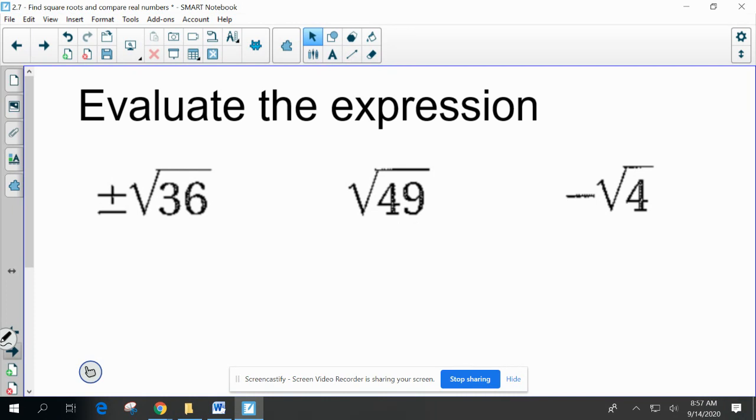So square root of 36 is 6, and technically you put this symbol right here, plus or minus, to demonstrate positive 6 and negative 6. Okay, and then square root of 49 is 7, so we're going to do plus or minus 7.